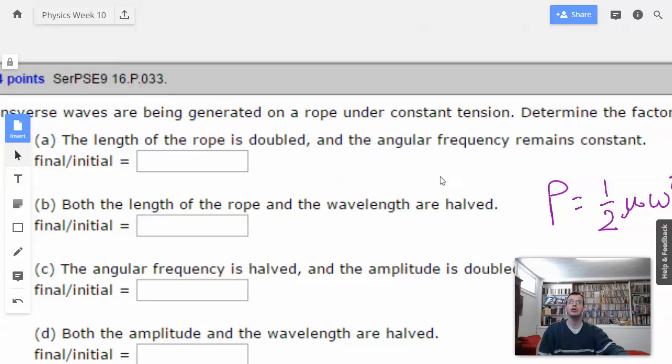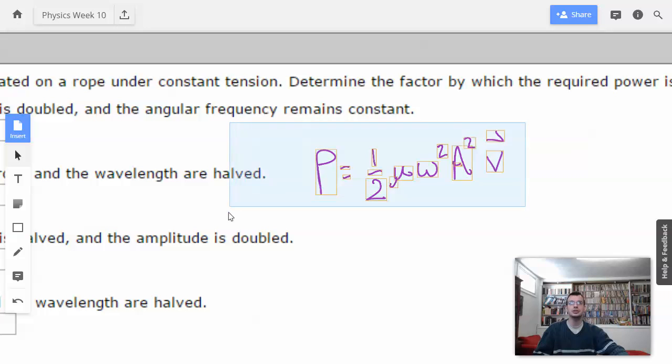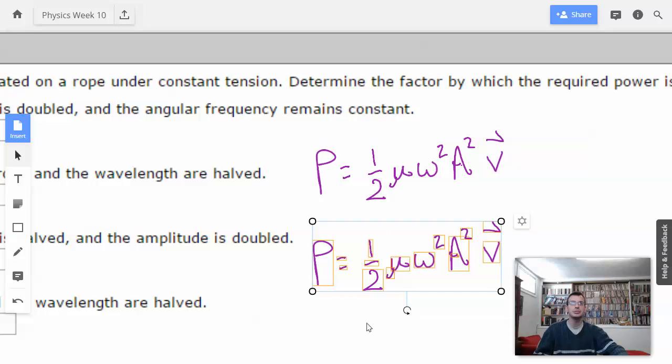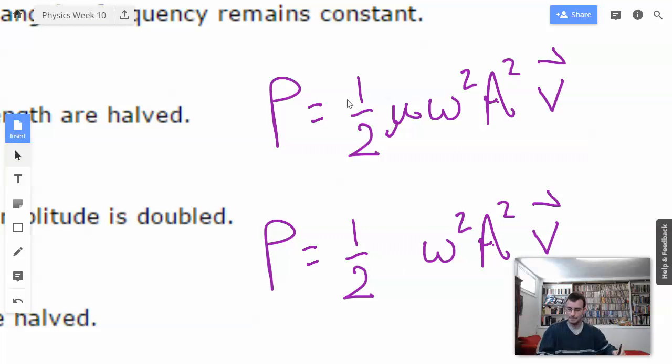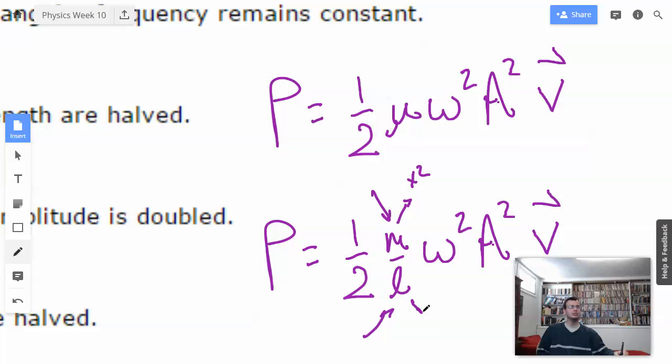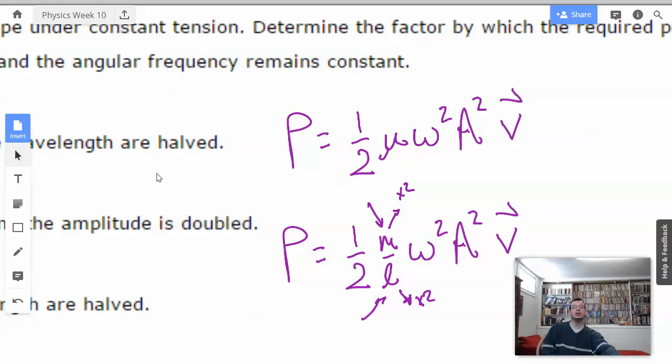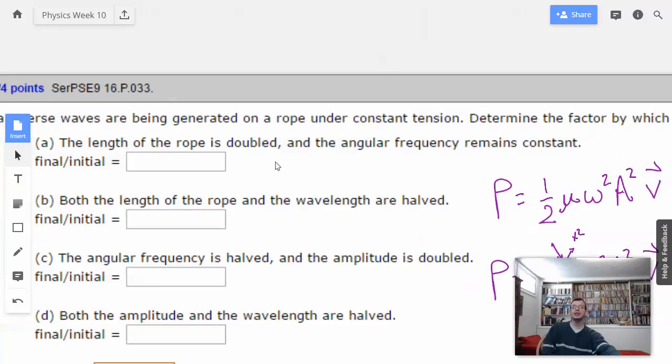All right, so the length of rope is doubled, and the angular frequency remains constant. I'm going to take this equation, copy, paste, bam. I'm going to rewrite mu as mass per unit length. So the length is doubled, but then so is the mass, because it's a mass per unit length. So when we double this, the mass doubles, but then the length also doubles.